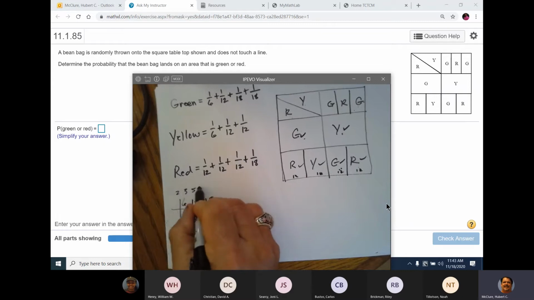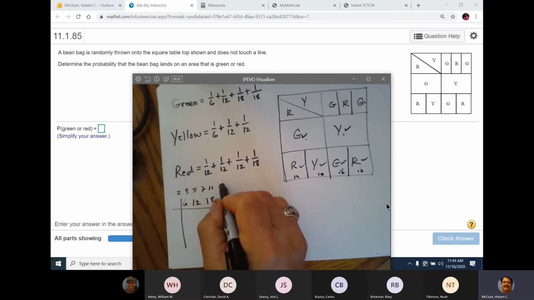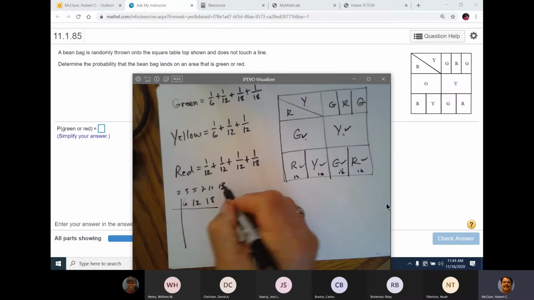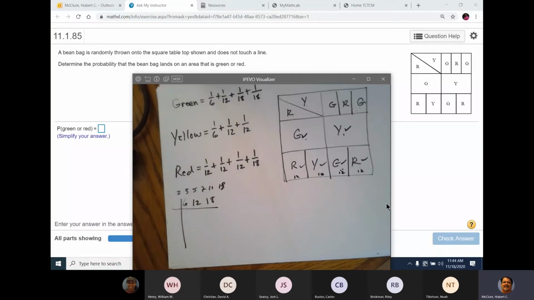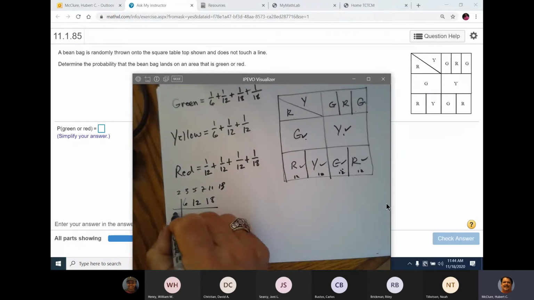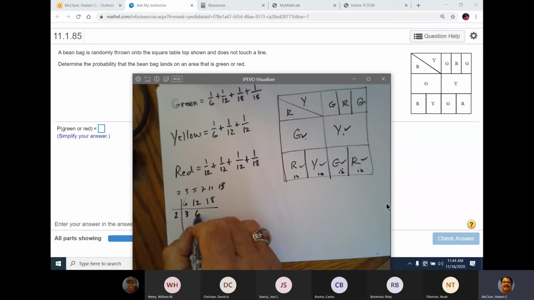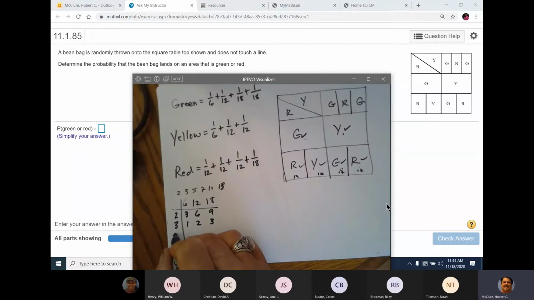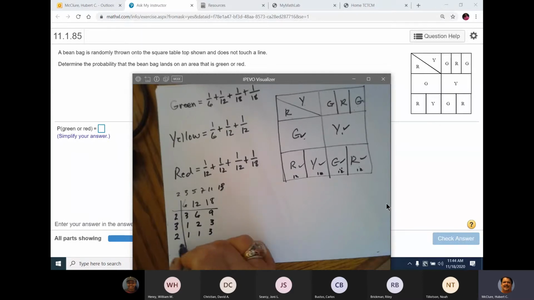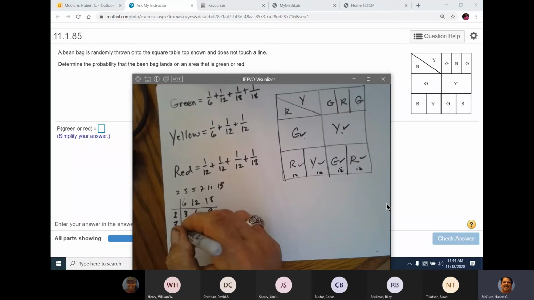2, 3, 5, 7, 11, and sometimes 13. And my black pen is dead. Hold on. So 2 gives me a 3, a 6, and a 9. 3 will give me a 1, a 2, and a 3. 2 will give me a 1 and a 3. And 3 will give me a 1, 1, and a 1. And now we've got 36.